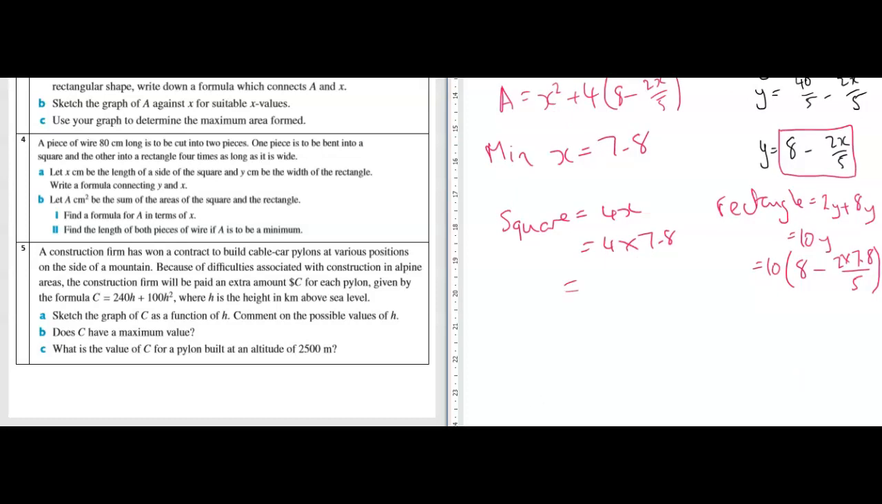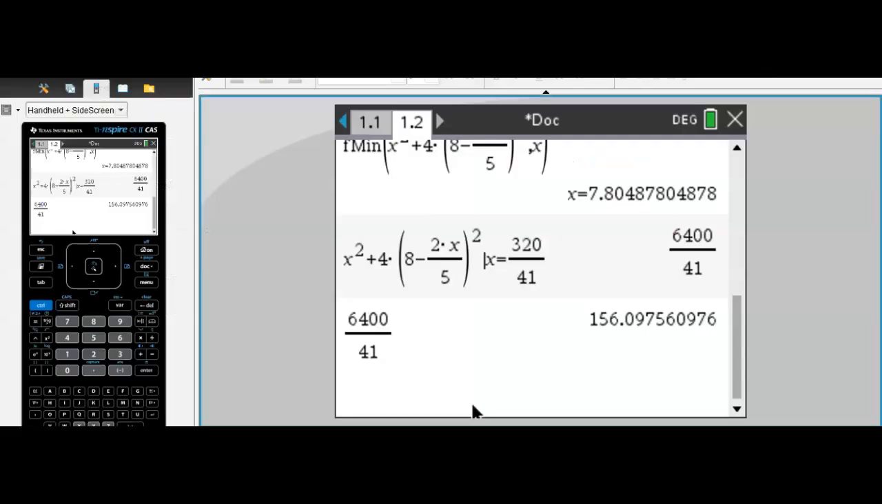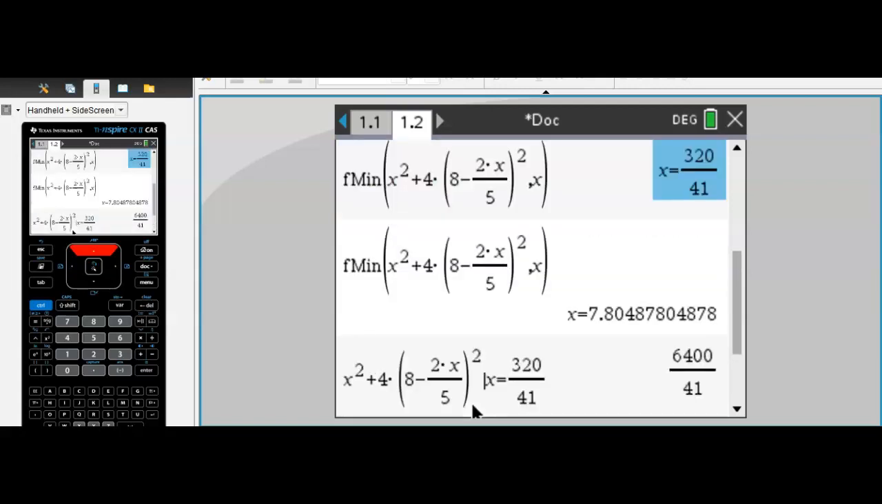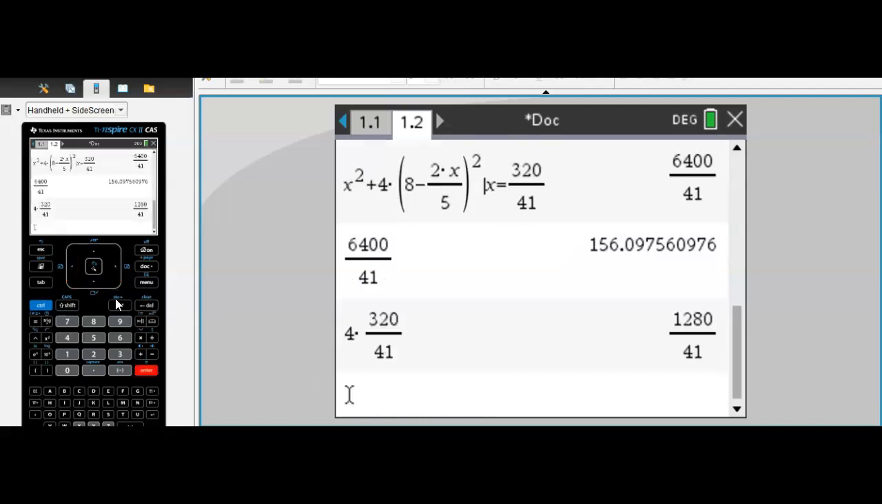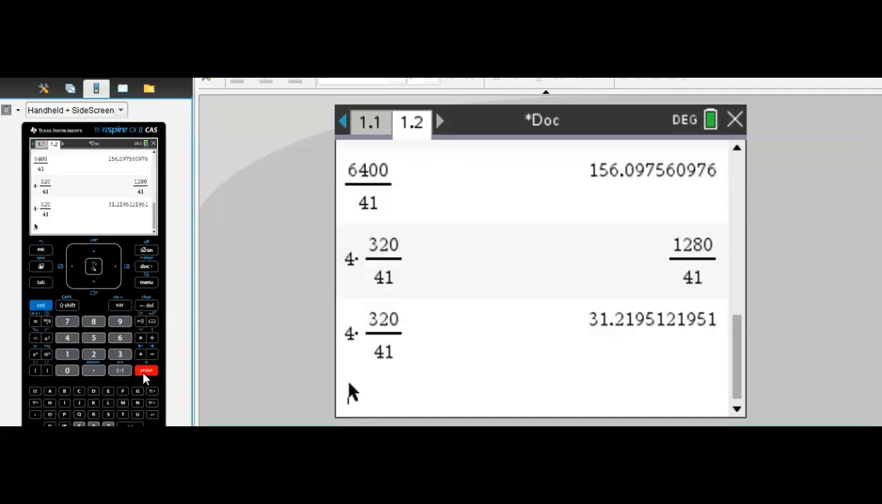So 4 times 7.8, let's go back to the calculator. 4 times, and I'm just going to scroll up to there. And I'm just going to delete the x equals. It's going to give me an answer as a fraction. So let's go control enter. So there it is as a decimal. So that's the length of y used for the square.